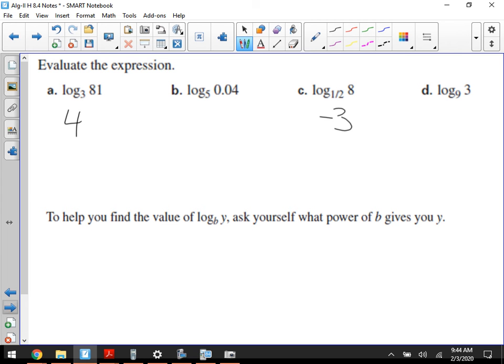Go back to that log base 5. What is that as a fraction? 0.04. 4/100ths. Okay, so that's the same thing as log base 5 of 4/100ths. 4/100ths is how much? 1/25. And that's why we write things in terms of fractions, because now 5 to what power is 1/25?